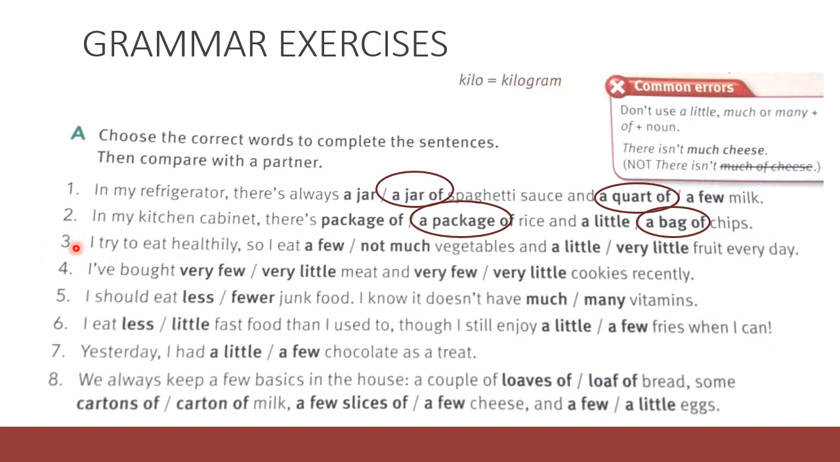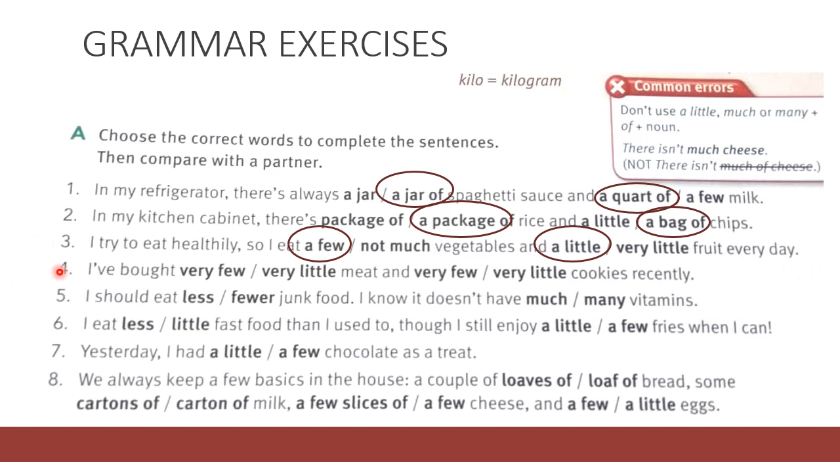Sentence number 3. I try to eat healthily, so I eat a few, not much, vegetables. In this case, what's the right answer? Yes, it is a few. A few vegetables and a little or very little fruit every day. So in this case, a little fruit every day.